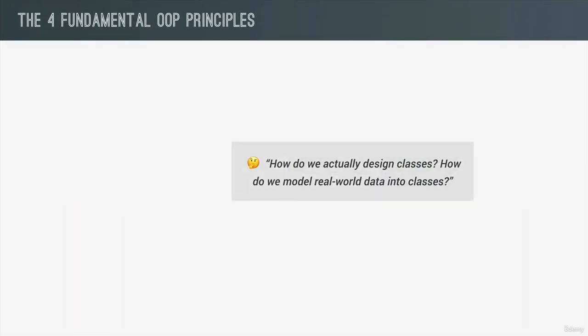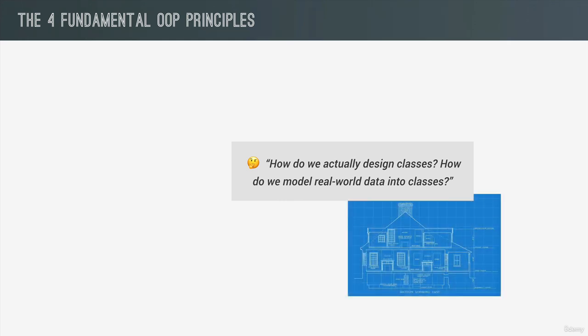Okay, so now we know that we can create classes to generate objects from these classes. So we know how classes work, but the next logical question is, how do we actually design a class? Or in other words, how do we actually model real-world data into classes? So these questions are just like an architecture student asking, well, how do we actually plan and design a house? And that's, of course, a very good question.